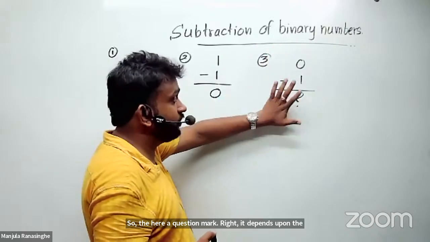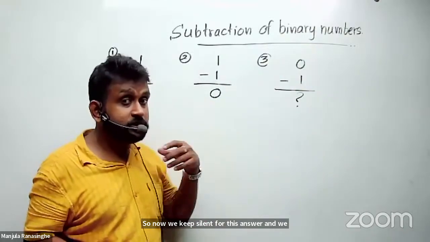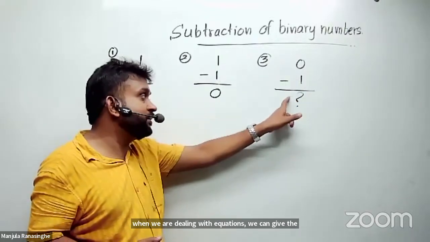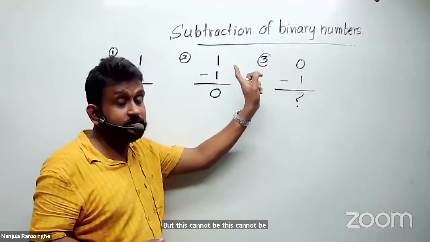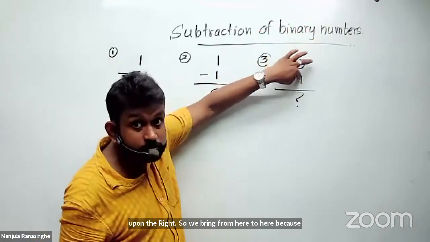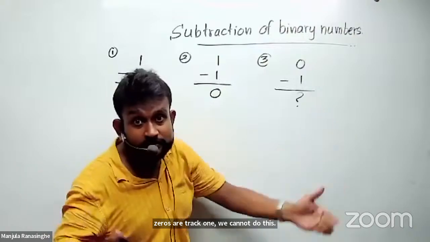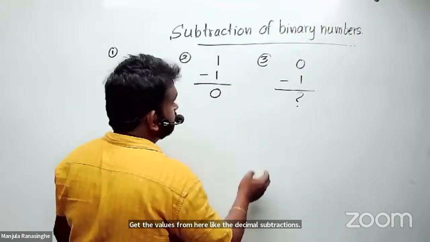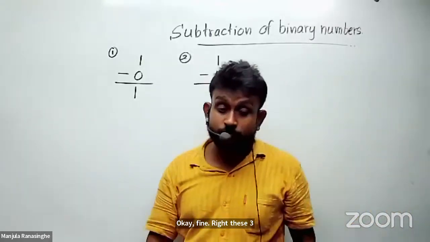So now we keep silent for this answer, and when we are dealing with the equations, we can give the answer. Here the last digit can determine, but this cannot be listed. Why? It depends upon the digits to the left side. So we bring from here to here because 0 subtract 1, we cannot do the subtraction. We get the values from here, like the decimal subtractions. Okay, fine. Write these three. Right, 2 and 3 is done with the exercises.